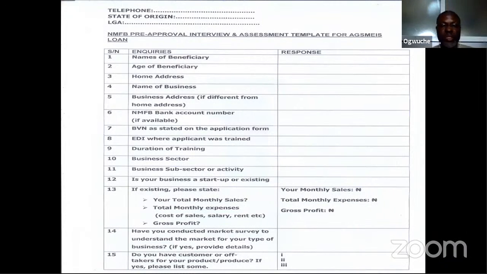That's the business activity. Is your business a startup or existing? If it's a startup, you indicate it's a startup. If it's existing, you indicate. If existing, please state. Here is where you'll be required to do some little ingenuity. If it's an existing business, which means you have been running the business already, you'll be expected to indicate your monthly sales. If you're in poultry, for example, and you're already existing, how much do you sell? How much quantity of eggs do you sell on a monthly basis?